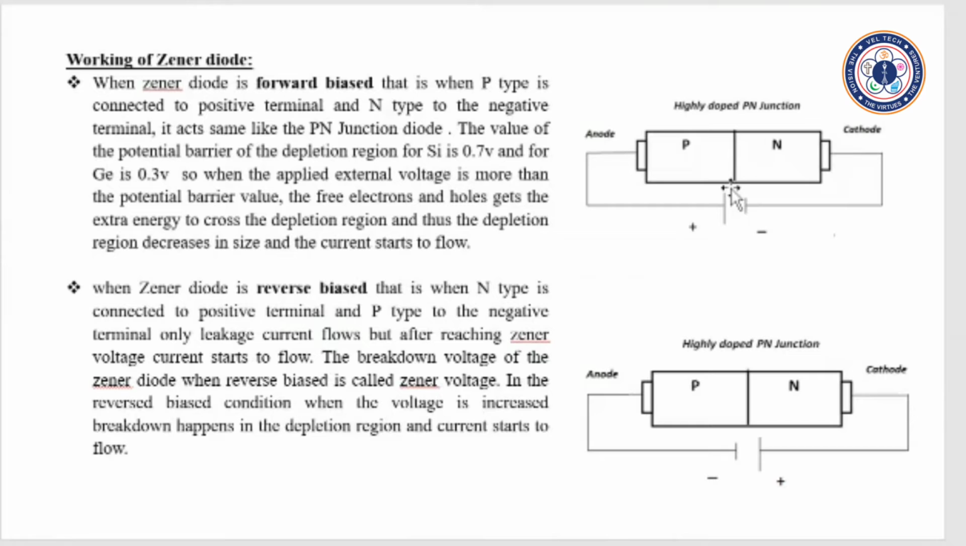When the Zener diode is reverse biased, that is, I give the negative voltage to the P-type substrate and the positive voltage to the N-type substrate, only some leakage current will flow. Once it reaches the Zener voltage, the current will flow freely. The breakdown voltage of the Zener diode in reverse bias is called the Zener voltage.